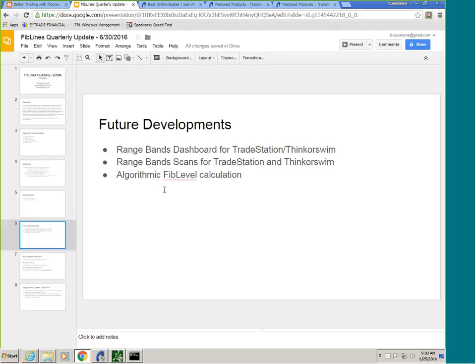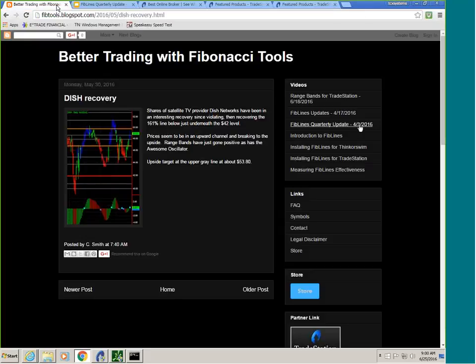Okay, and finally for the fib lines, I'm looking at automatic fib level calculation. Right now it's a manual process, and I developed a way to algorithmically measure how good a given FibLines interpretation is for a given chart, and you can see my video measuring FibLines effectiveness for that.